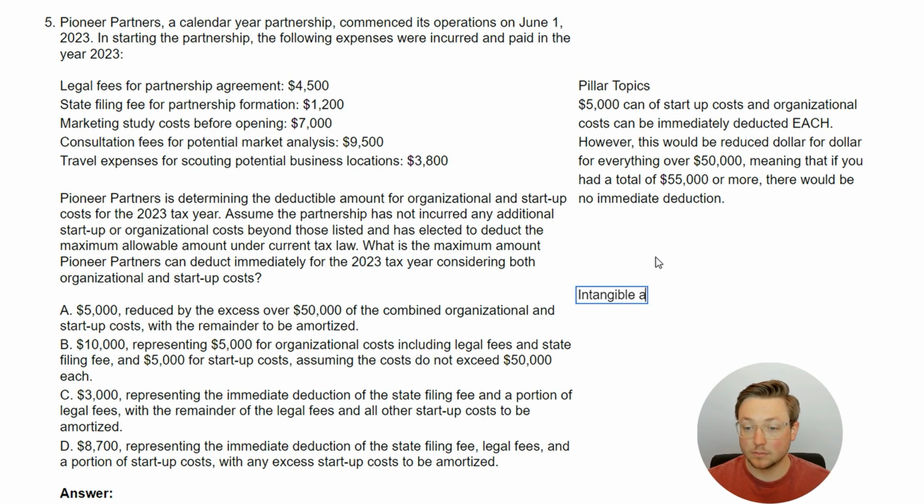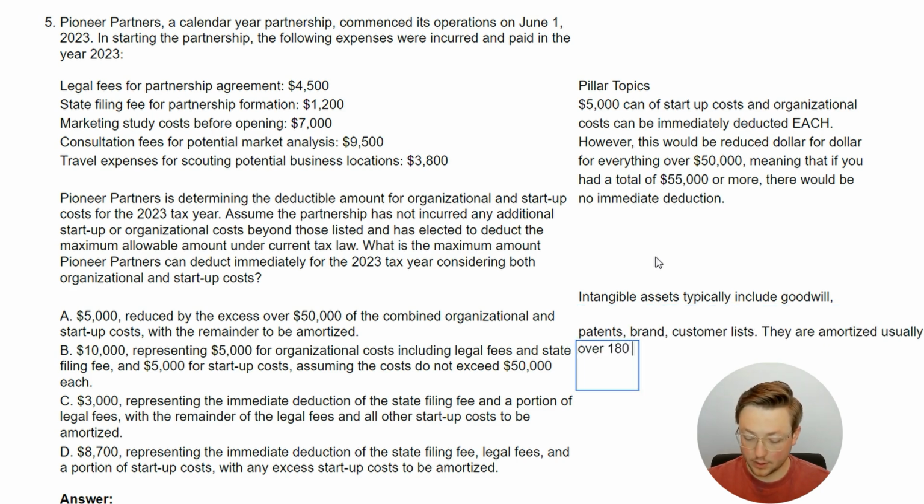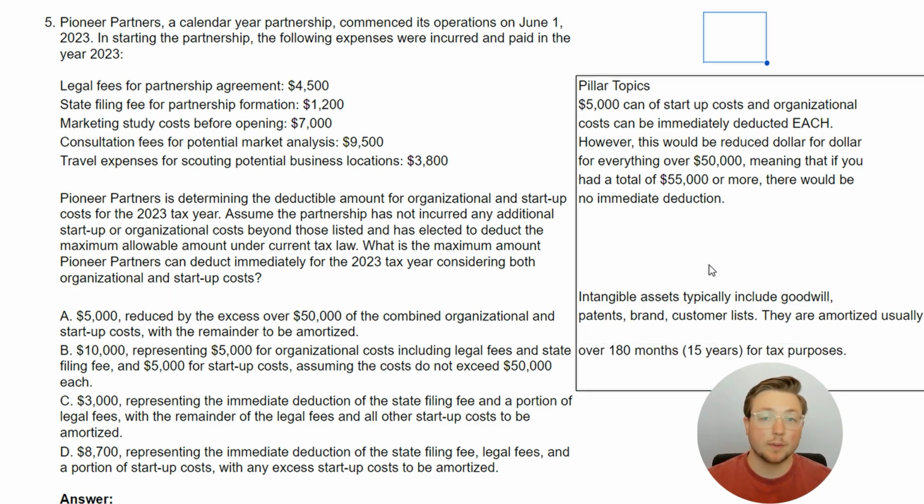Intangible assets typically include goodwill, patents, brand. Let's see. Let's think of one more thing. Customer lists. They are amortized usually over 180 months, 15 years for tax purposes. But again, so those would be the pillar topics, the main things that we learned from this. You can be a little bit more detailed if you want, but doing the questions first allows you to see it firsthand, and then you can pull out the concepts that you were supposed to know and learn so that you can apply those later.